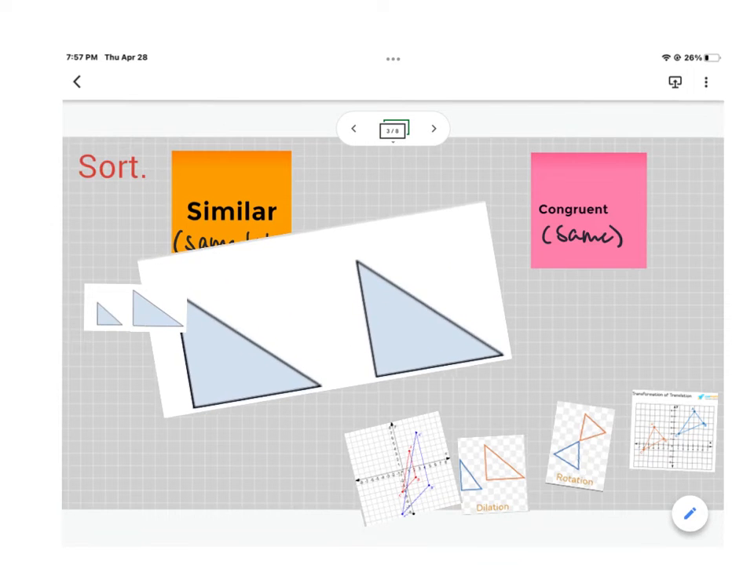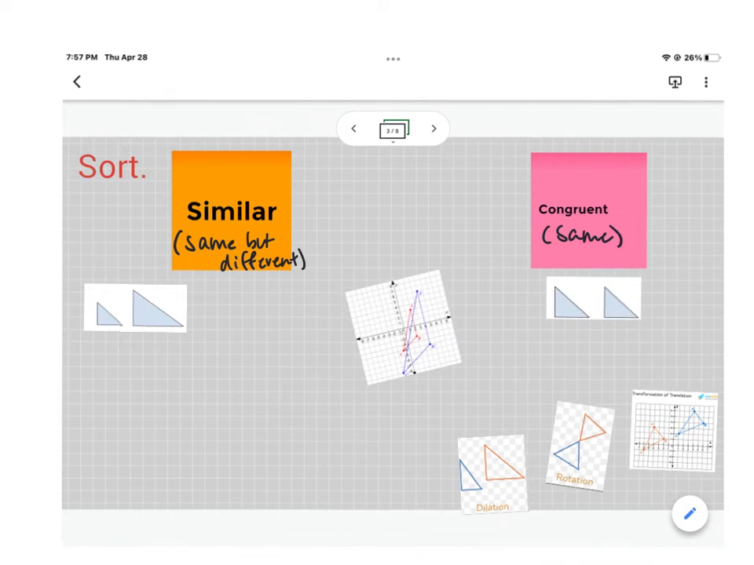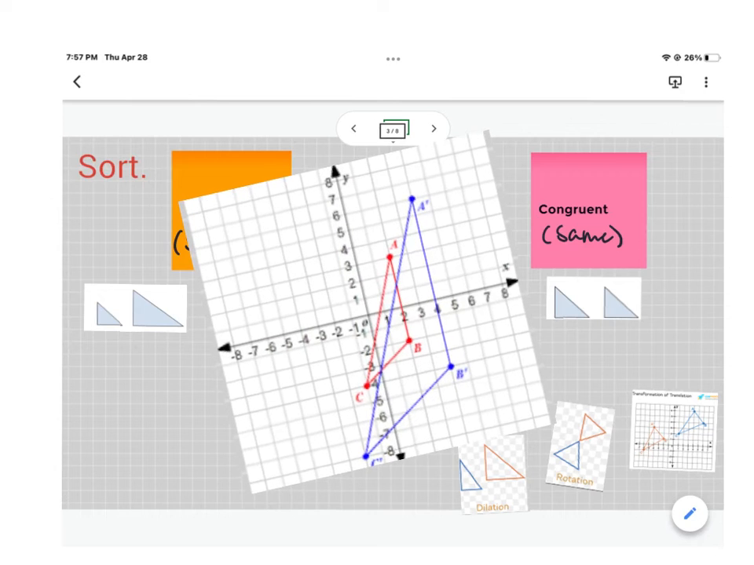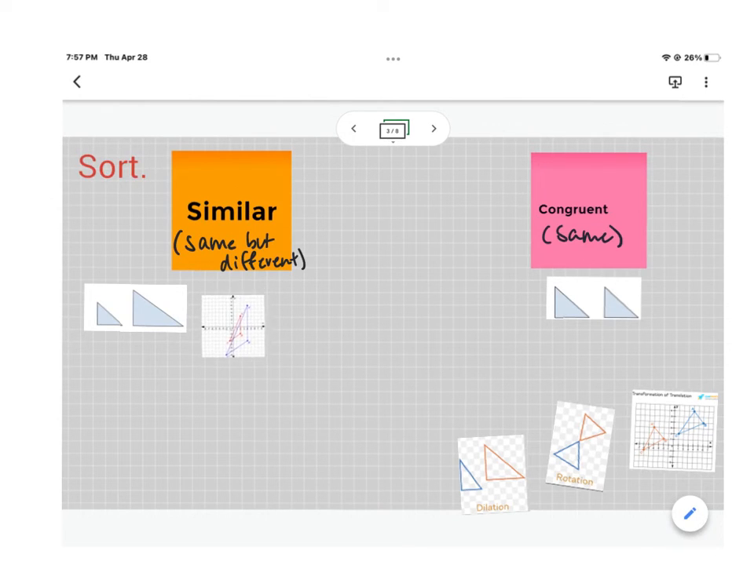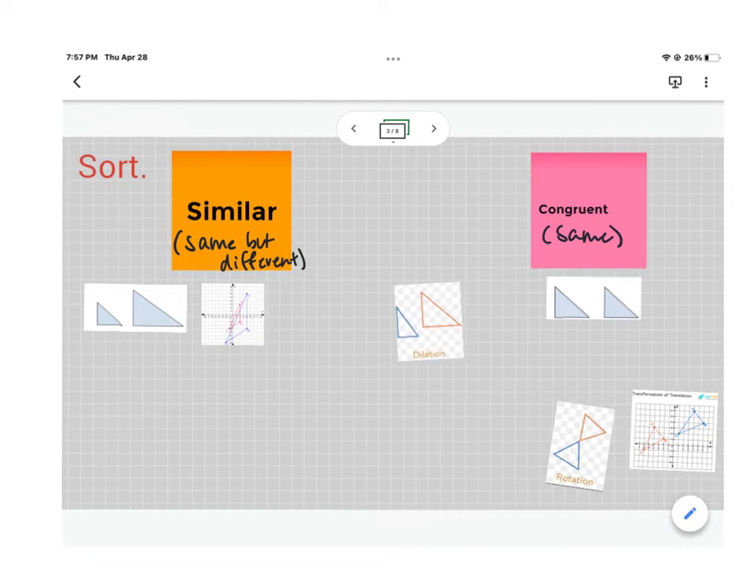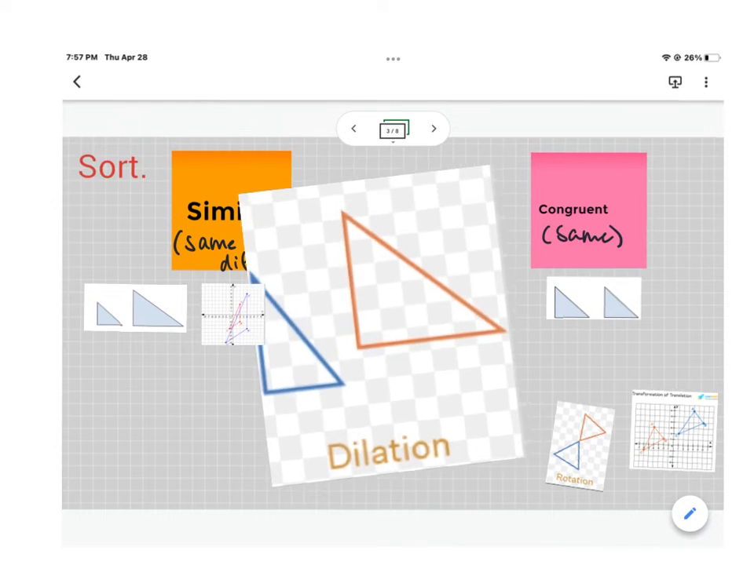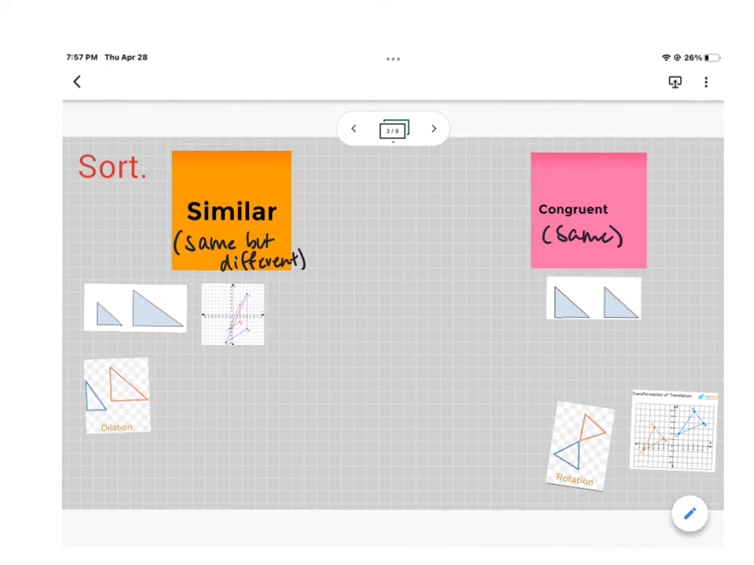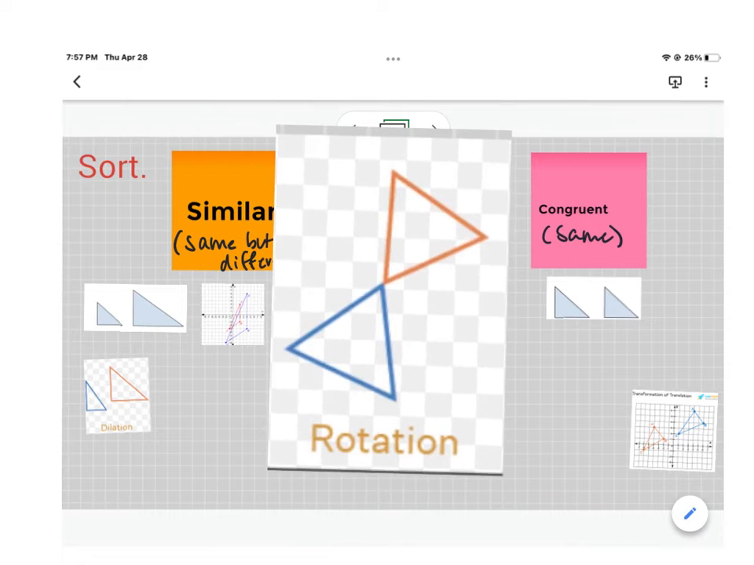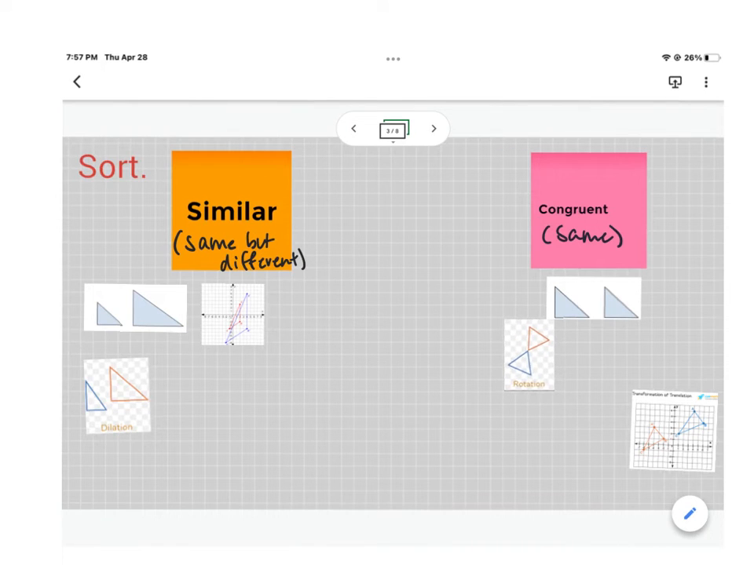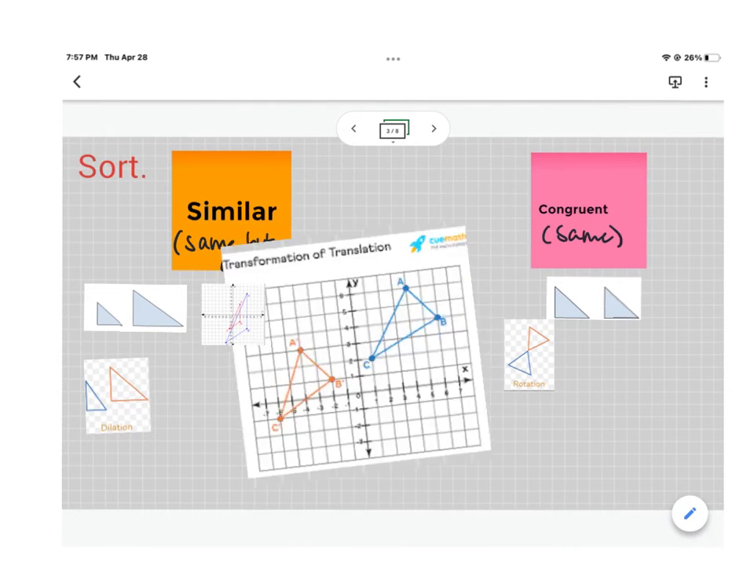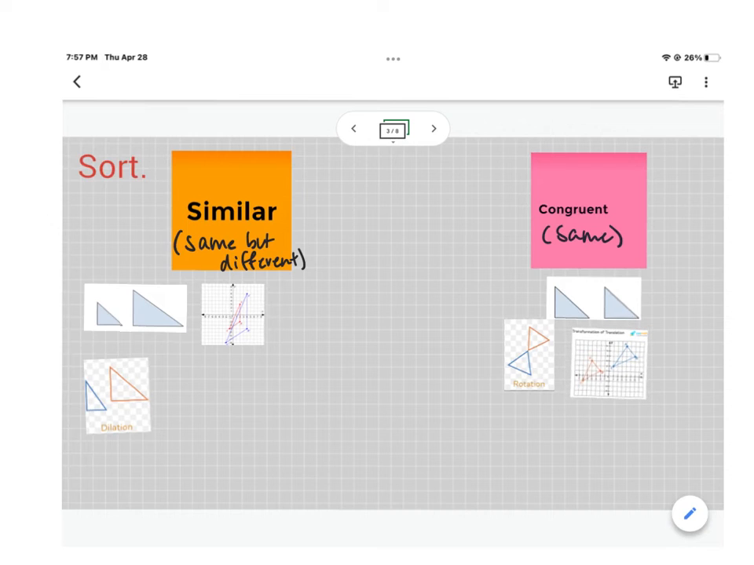Here, they're the exact same triangle. They're congruent. Similar triangles, same shape, different sizes. It's like we stretched it out. Here, same triangles but different sizes, similar. Orange and blue, exactly the same. One is just turned. And then this last one, orange and blue, it's a translation, same triangle.